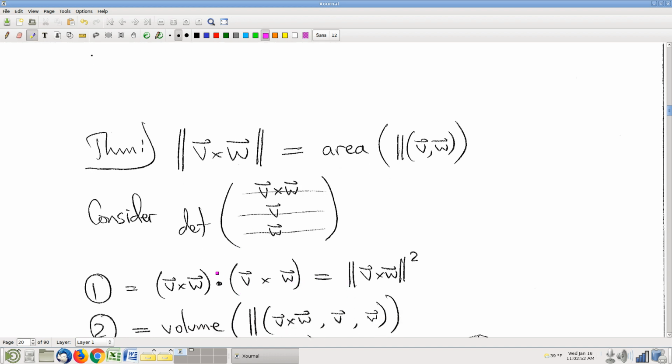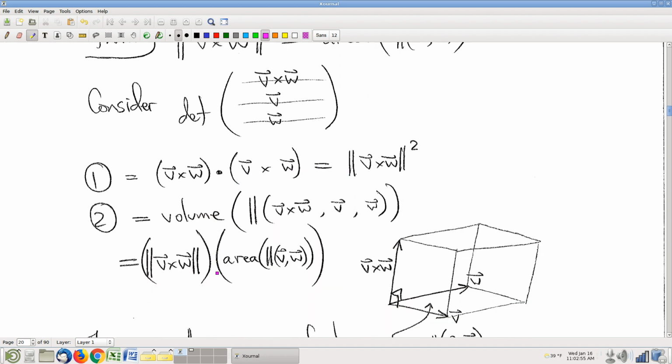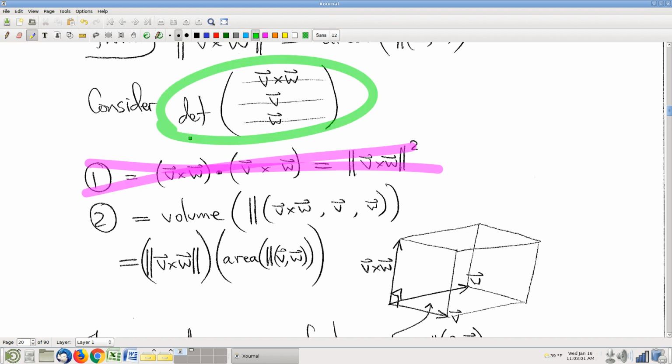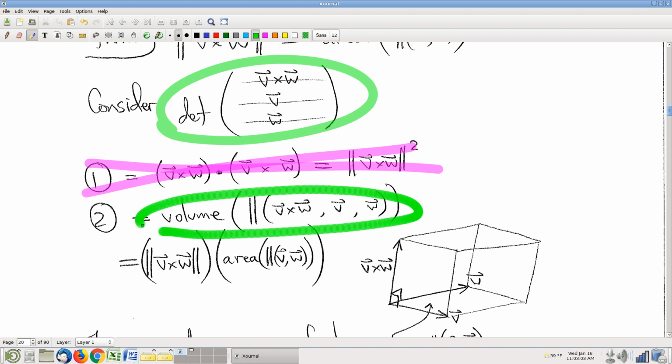Now I'm going to compute that same thing, though, in a different way. So forget about this guy. Let's compute this now. It's a determinant. Determinants are volumes. Right? Are vectors.